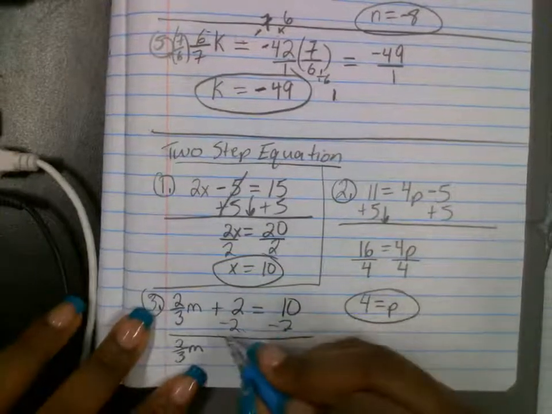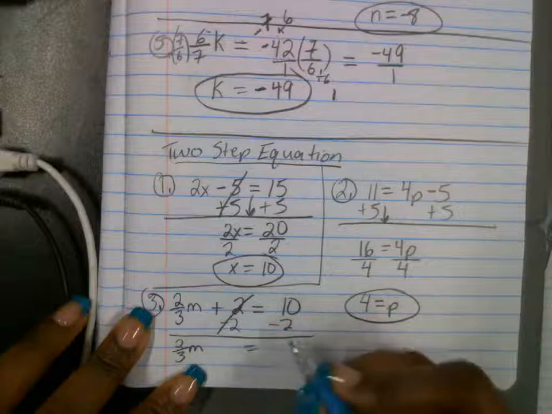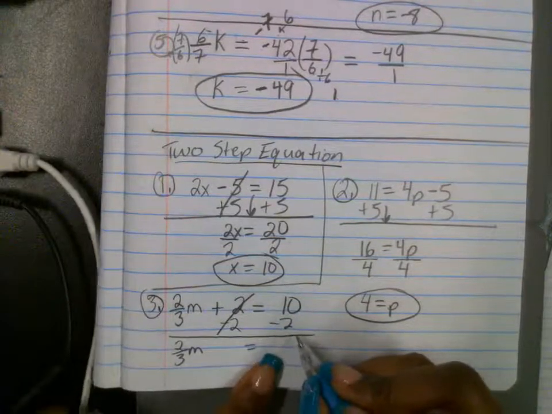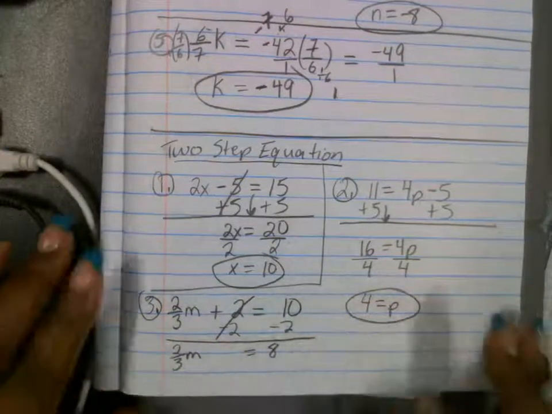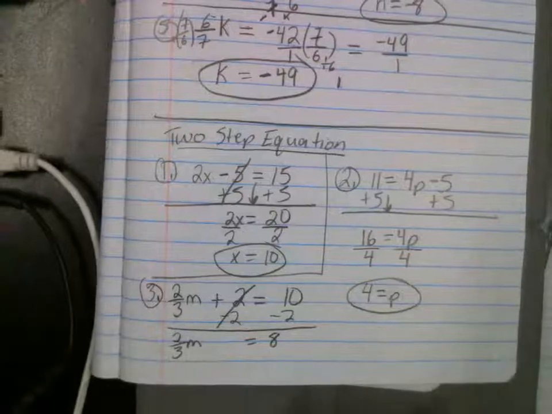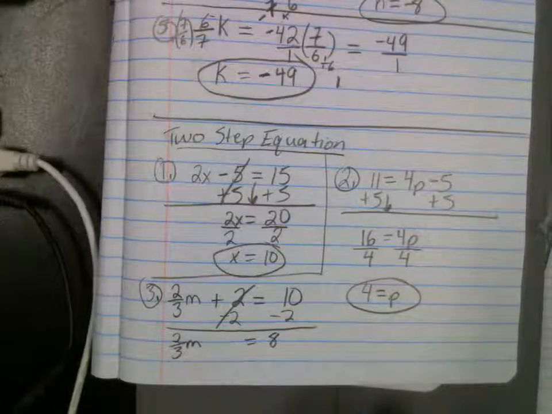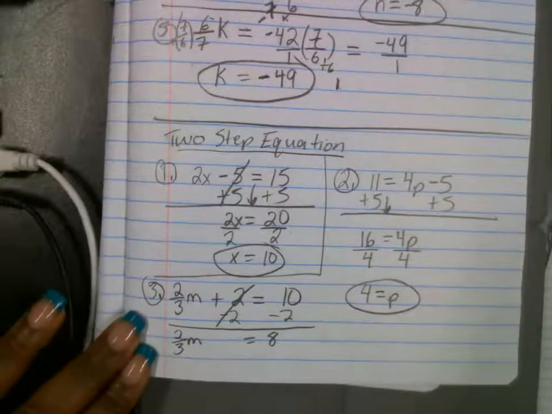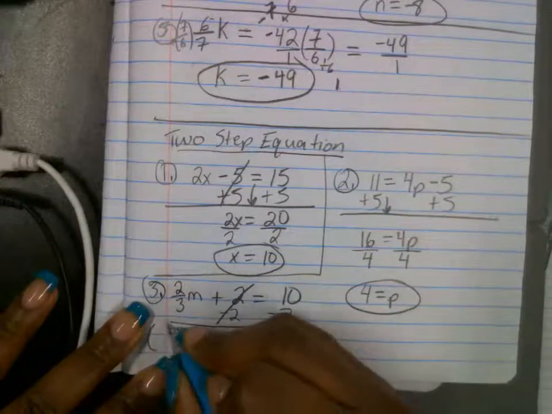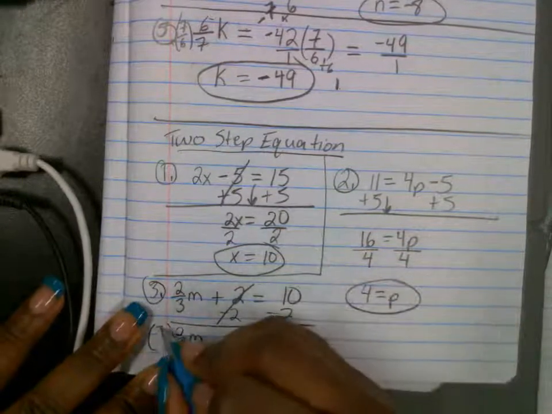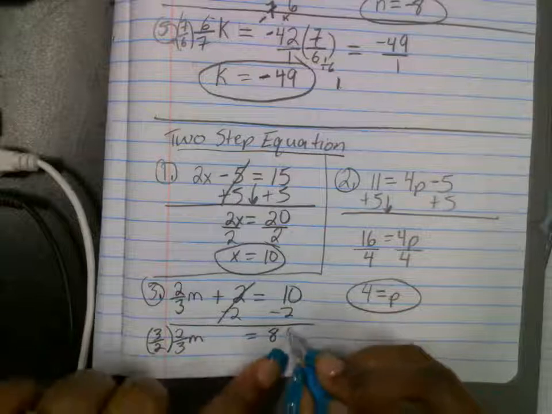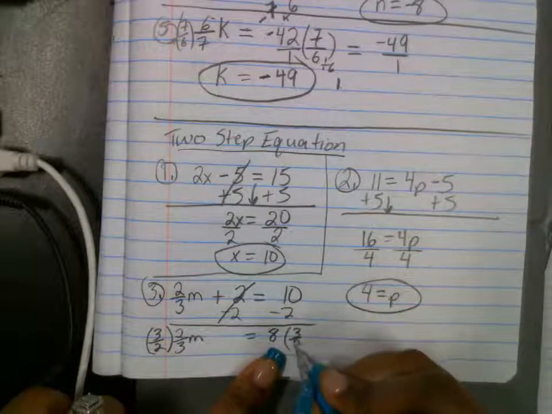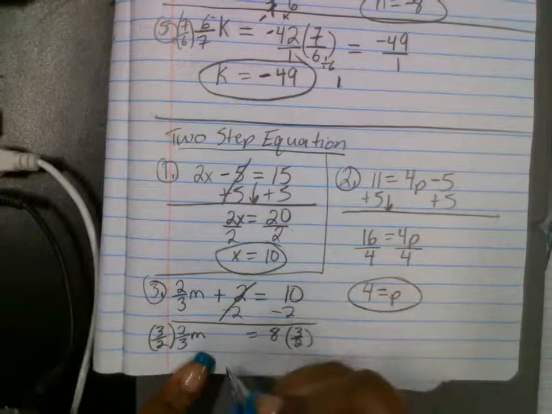Okay. This is gone. So what'd you get over here? 8. All right, now tell me, we did this before. What are we going to do now when we get to this step? Multiply by the reciprocal. What's the reciprocal? 3 over 2. It's not going to be that bad, right? So this is m.